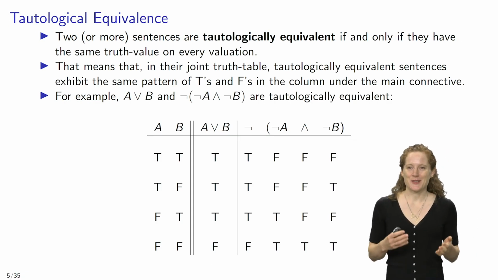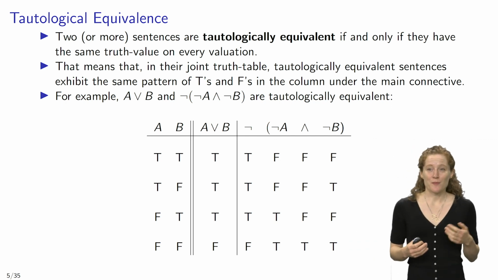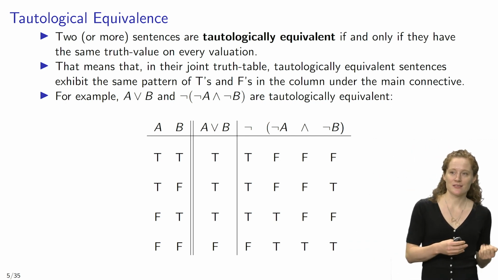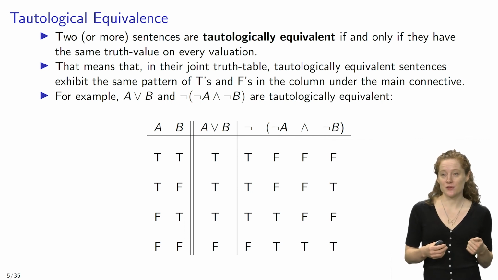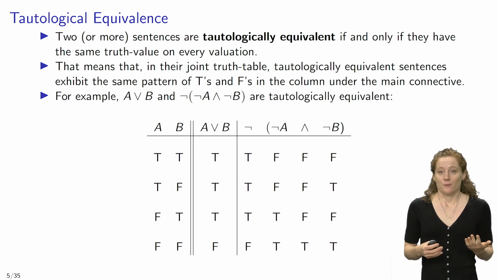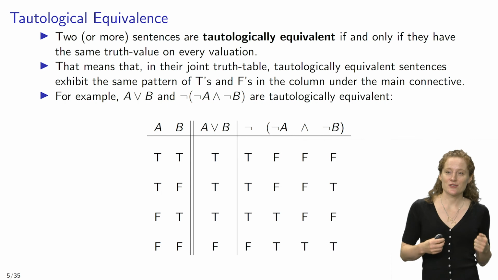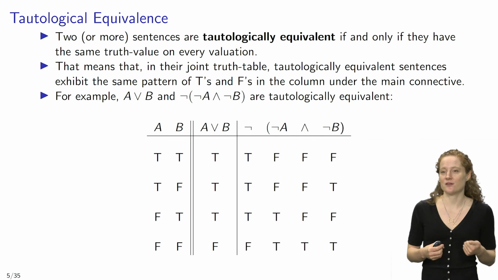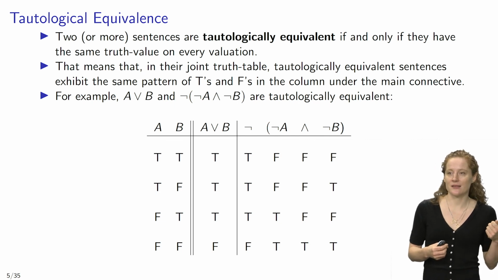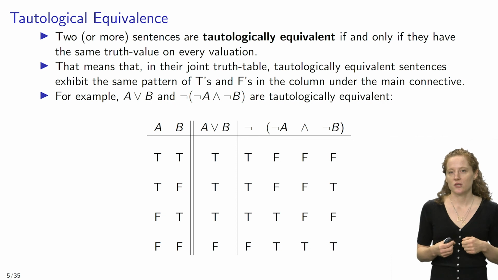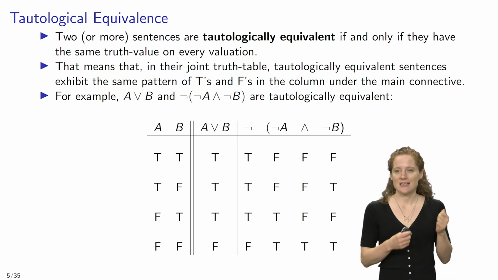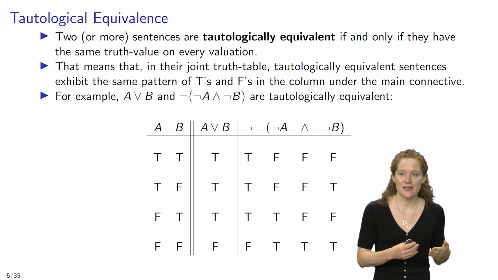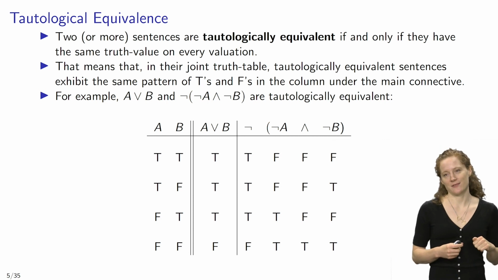Let's talk about tautological equivalence. Two or more sentences are tautologically equivalent if and only if they have the same truth value on every valuation. What that means is that in their joint truth table, tautologically equivalent sentences exhibit the same pattern of T's and F's in the column under the main connective. So for example, the two sentences A or B, and it's not the case that not A and not B are tautologically equivalent.